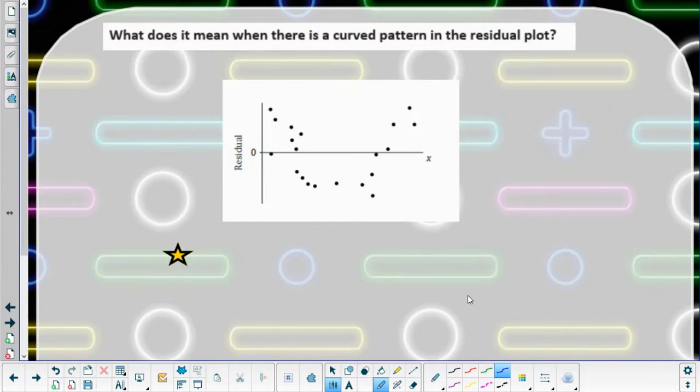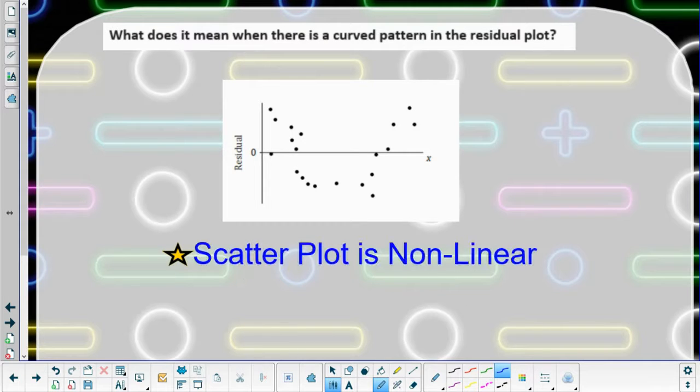So what does it mean when you have a curve pattern in your residual plot? Okay, so you do have these on your notes, and you can write this next to it. This means your scatter plot is non-linear. So remember, linear means a straight line. So if you have a curve pattern like this, your scatter plot is non-linear.